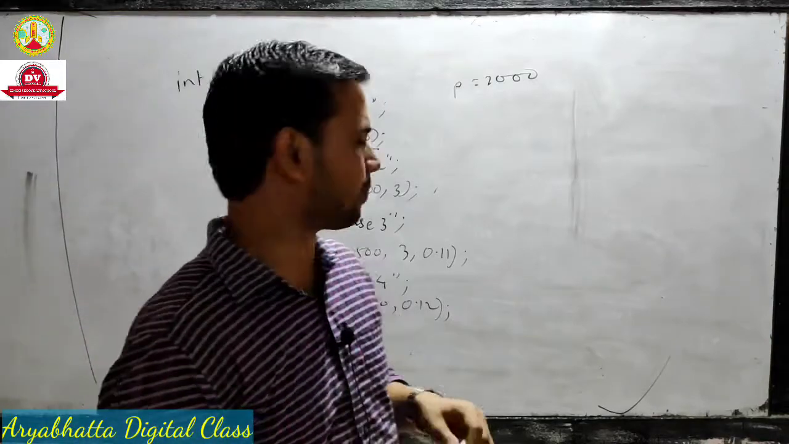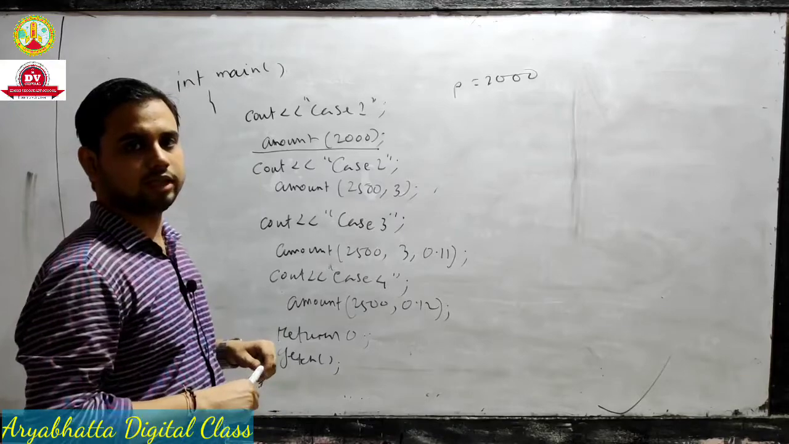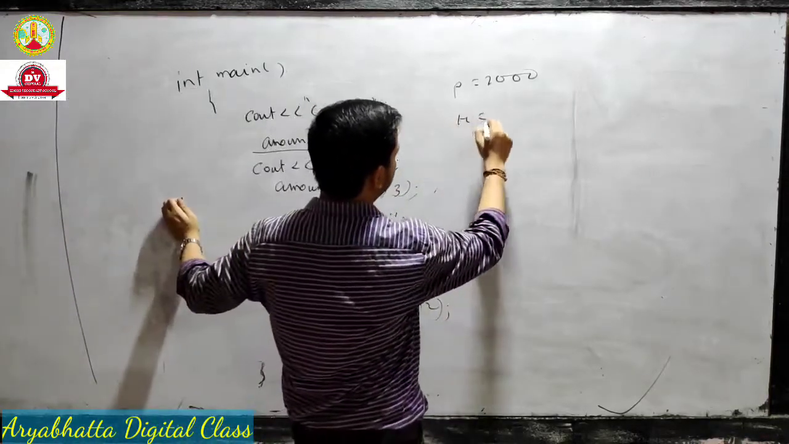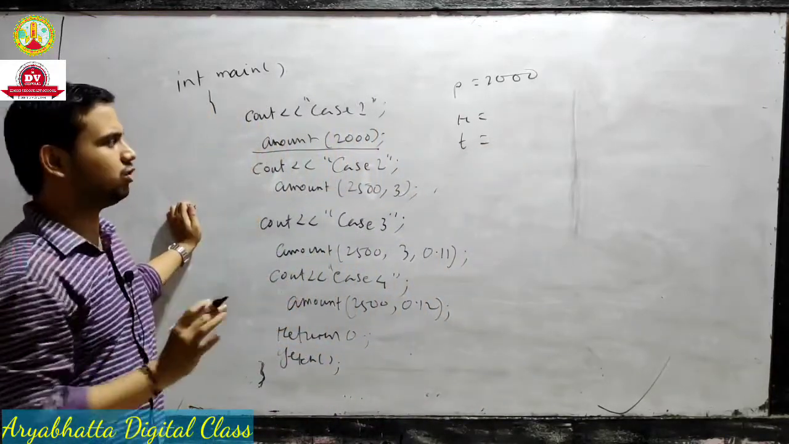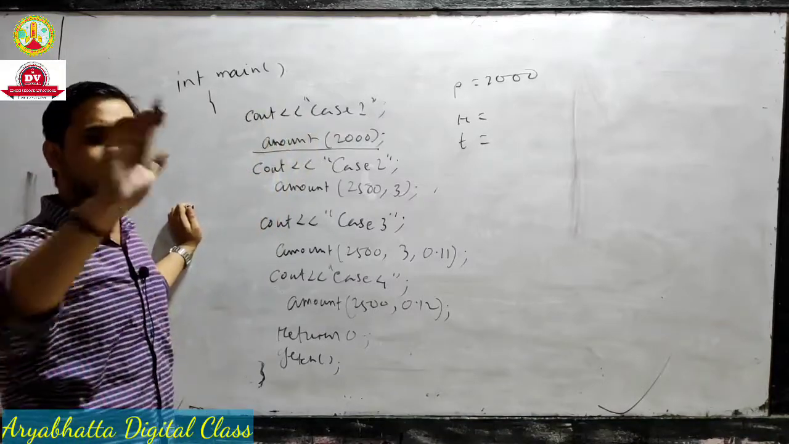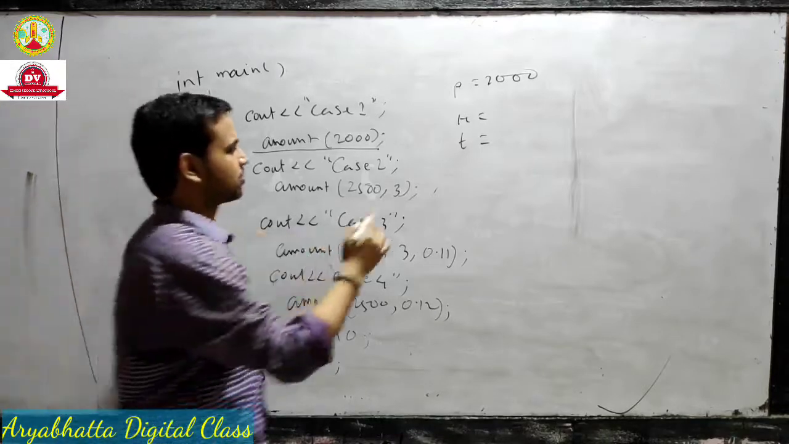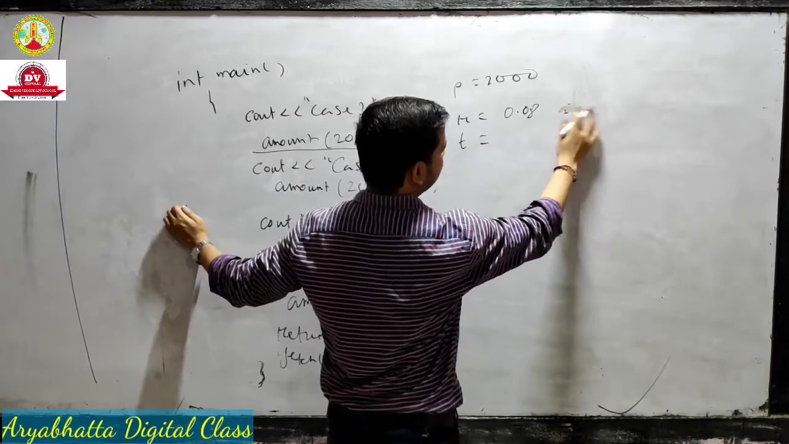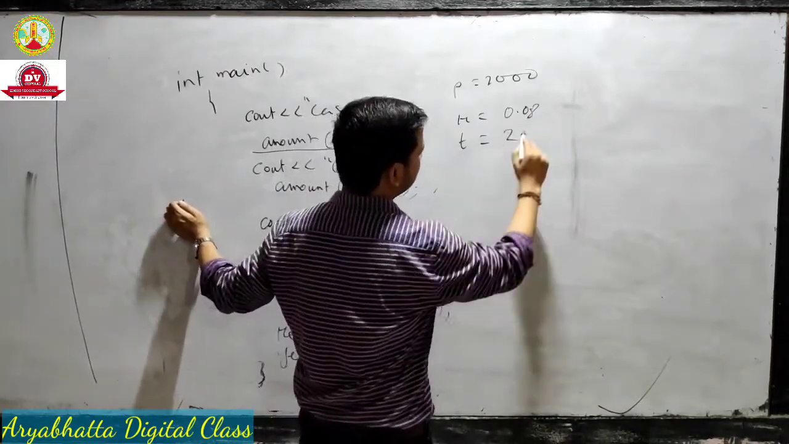By default we take them. Suppose in case 1 we input only the principal value, but we do not input rate and time. Then the compiler automatically takes the default values we used in the function. What default values did we use in the function? Rate is equal to 0.08, meaning 8%. I already told you, 8 by 100, and time is equal to 2 years.